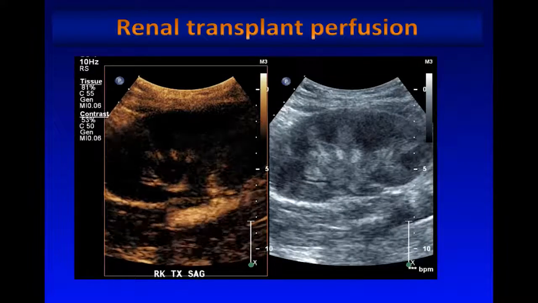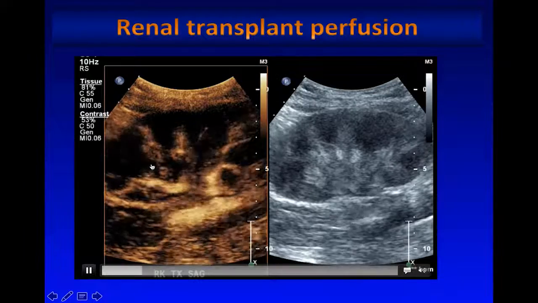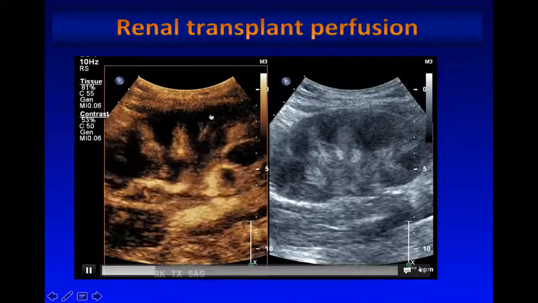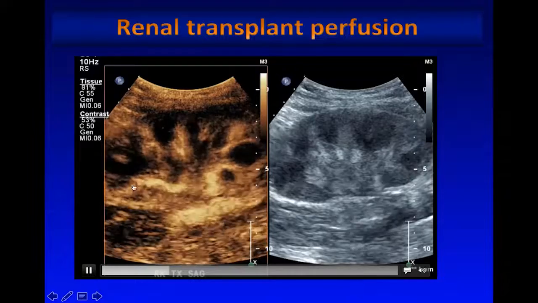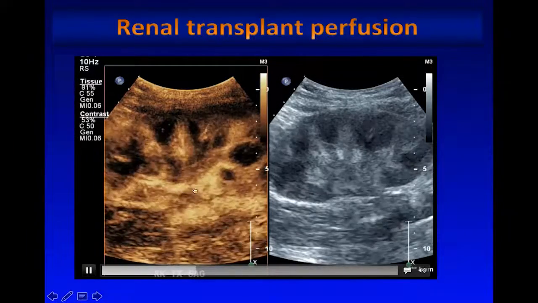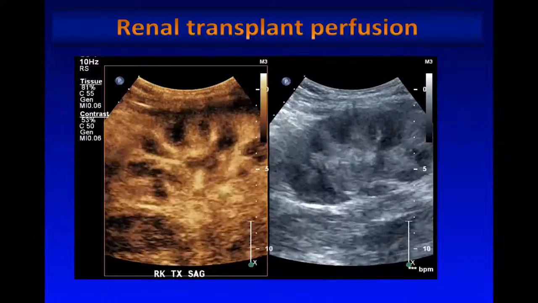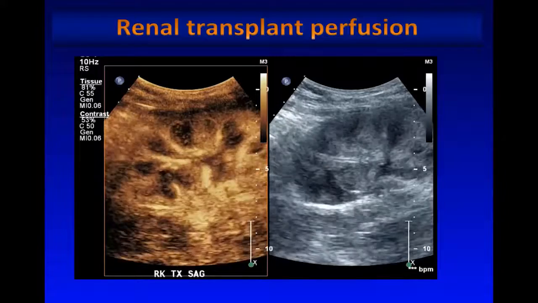You can also use contrast to look at perfusion. So this is a patient with a renal transplant, and you are able to look at the perfusion. If there's a question whether there's arterial thrombosis or stenosis or even renal vein thrombosis, I think contrast is a very good way to increase your confidence level about what is going on.